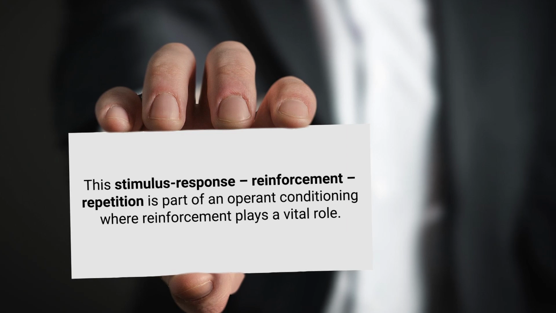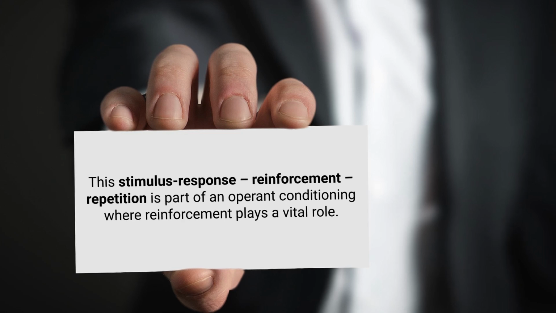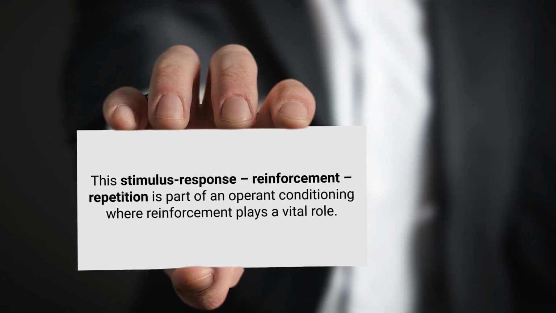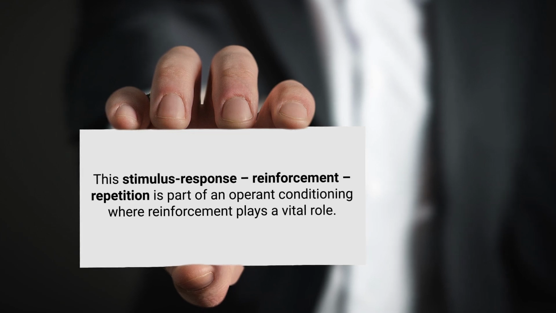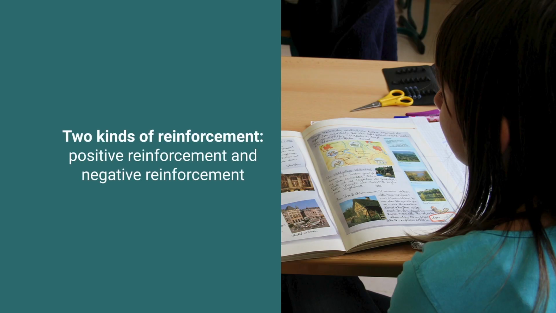This stimulus, response, reinforcement and repetition is a part of operant conditioning, where reinforcement plays a vital role. In this experiment, the behavior and appropriate response are the two most important factors. So, if the reward is repeatedly withheld, the behavior changes. The behaviorists describe reinforcement in two kinds. First, a positive reinforcement meant reward and praise, while a negative reinforcement meant punishments.